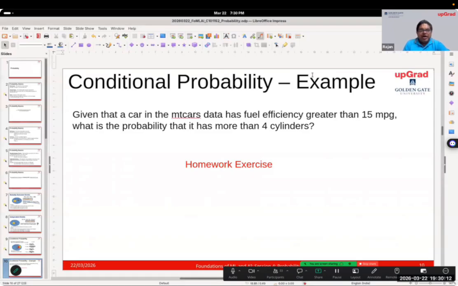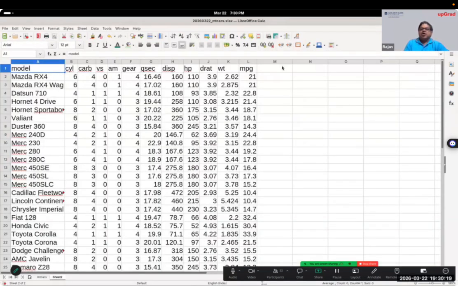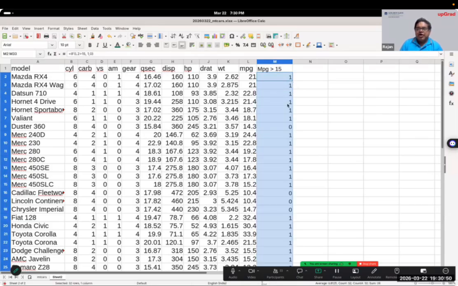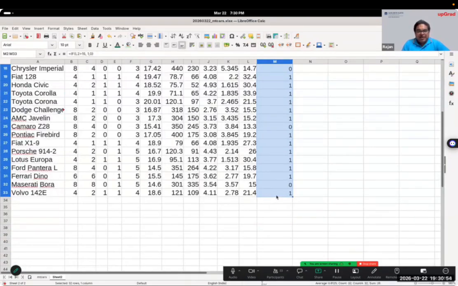What is the question we have? Given that a car in mtcars data has a fuel efficiency greater than 15 miles per gallon, I'm going to find those cars. What are those cars? MPG greater than 15, right? That's what we want to know. So I'm going to write: if MPG is greater than 15, then it is 1, otherwise 0. So what I have done is I have given a value 1 if the MPG is greater than 15, otherwise it's 0. If it is 15 or less, I have given it 0.